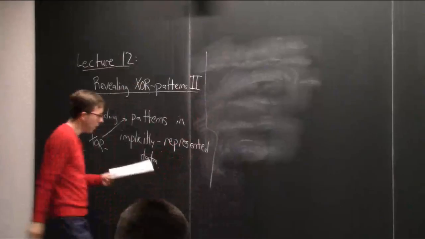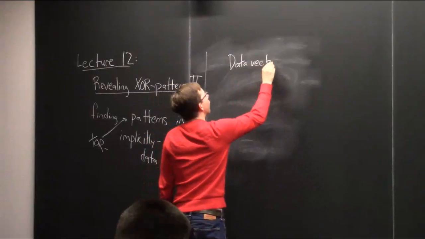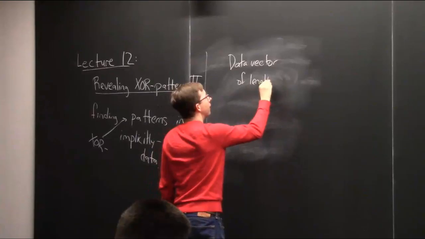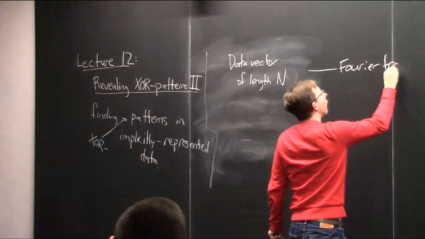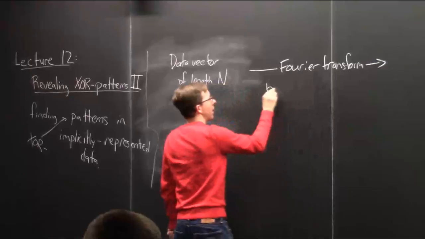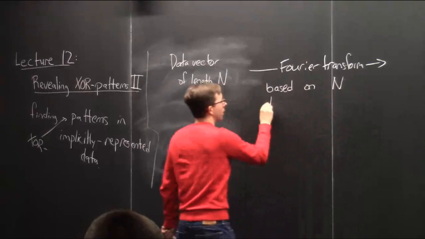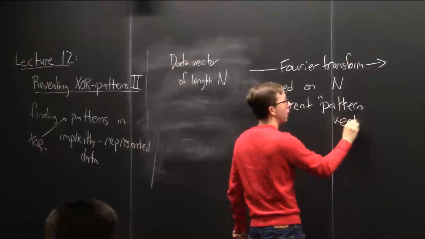So what's the picture that you often have in life, in data processing? You have some data vector of length capital N. And you want to find out some stuff about patterns in it, so you do a Fourier transform. There are different kinds of Fourier transforms. We're going to be talking about a Boolean one today. But it's essentially going to be based on capital N different pattern vectors. Not really a standard term, but call it that.